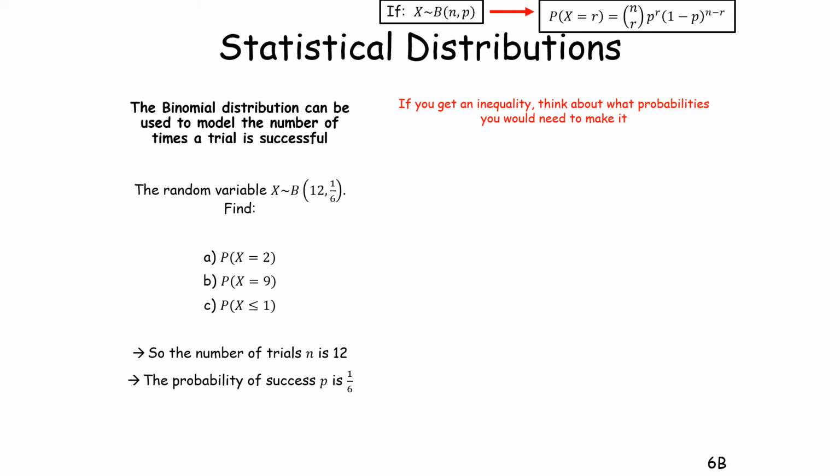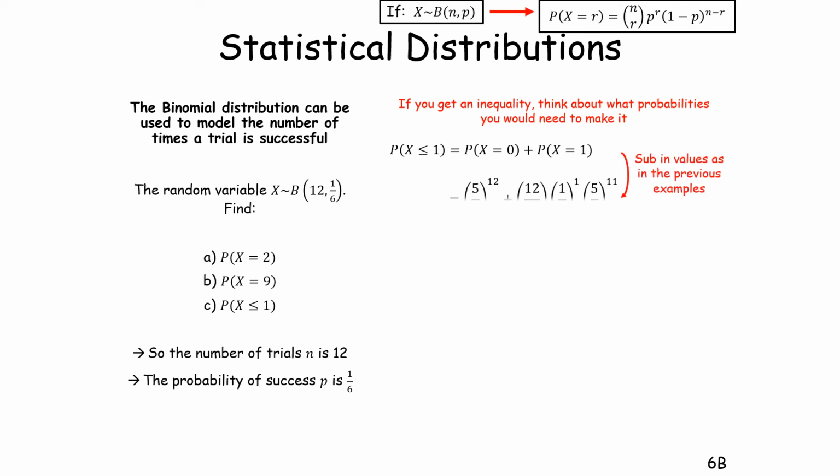Okay, so let's look at the inequality. This time we're told probability X less than or equal to 1. If it's less than or equal to 1, that can be represented as probability X equal to 0 or probability X equal to 1. So we simply add them together. You work out probability X equal to 0. So here you're getting no success, so it's all failure. And remember, 12 choose 0 gives you 1 anyway, so that doesn't really matter.